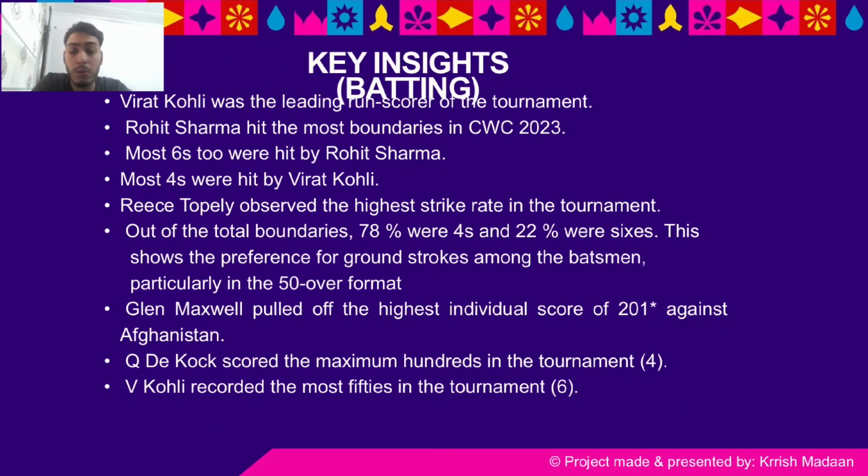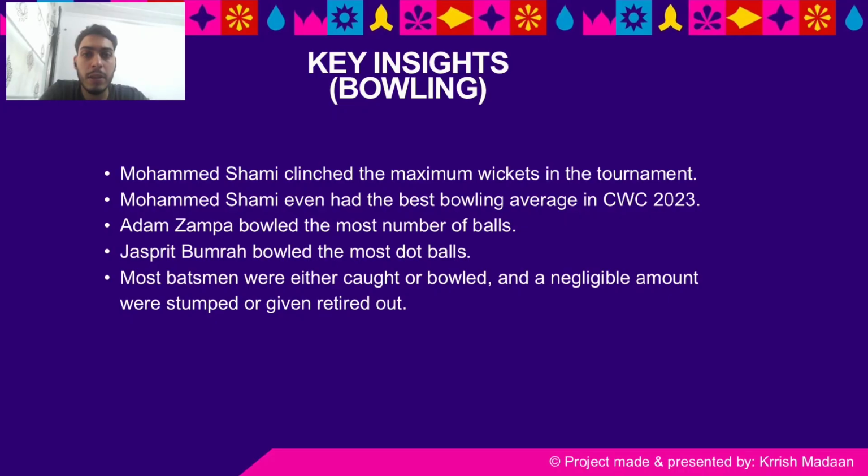To conclude, here are some key insights from the batting part. As you can see, you can read all of them. Virat Kohli being the leading run scorer, Rohit Sharma hitting the most boundaries, most sixes were hit by Rohit Sharma, most fours were hit by Virat Kohli, and further, these are the analysis of the batting part, and these are some key insights from the bowling analysis. So that sums up the presentation part.